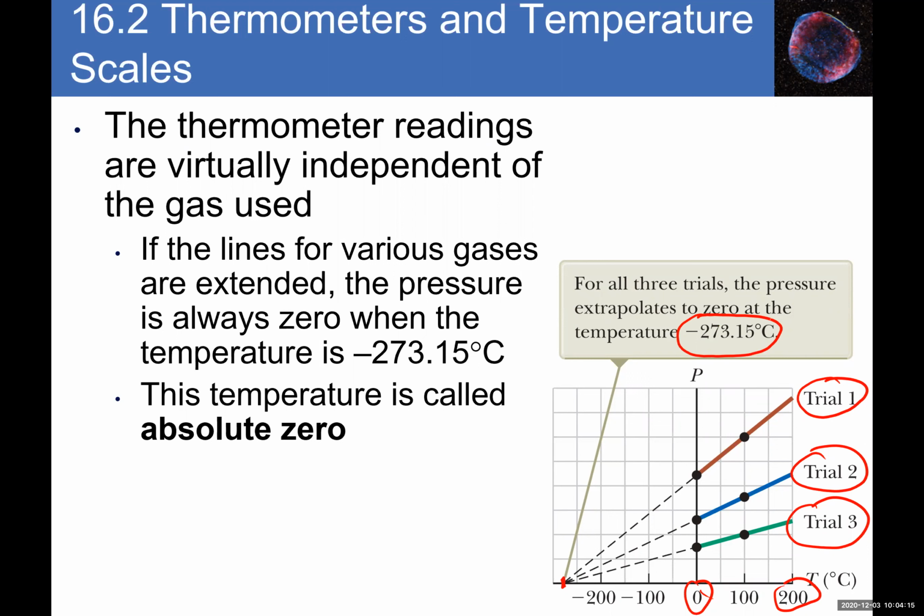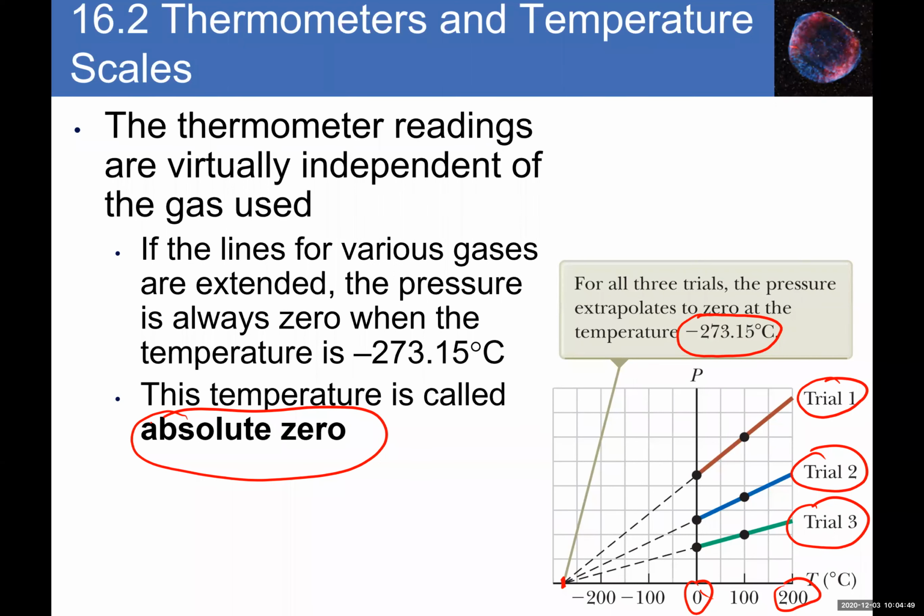-273.15 degrees Celsius. That means regardless of what type of substance we have, if you measure the pressure variation with the change in temperature, you will get exactly the same final temperature when the pressure lowers all the way to zero. And this is known as absolute zero, because at this temperature, every single substance basically has zero pressure.